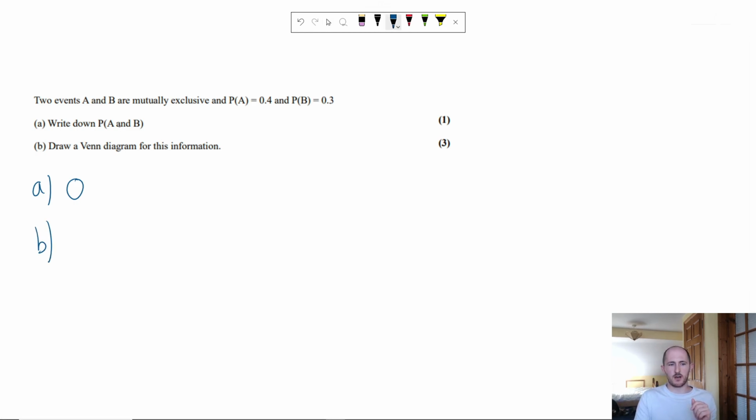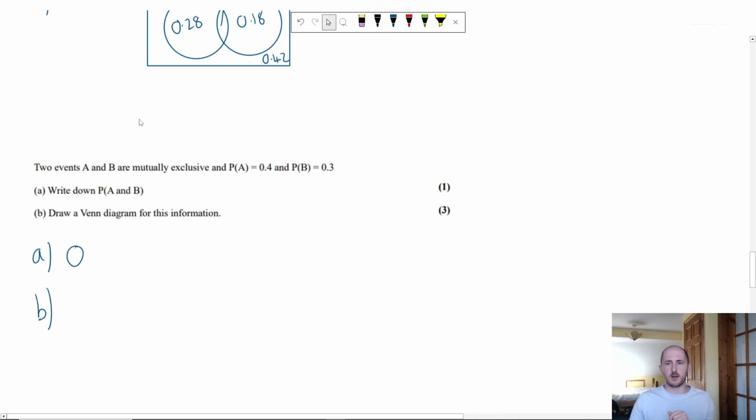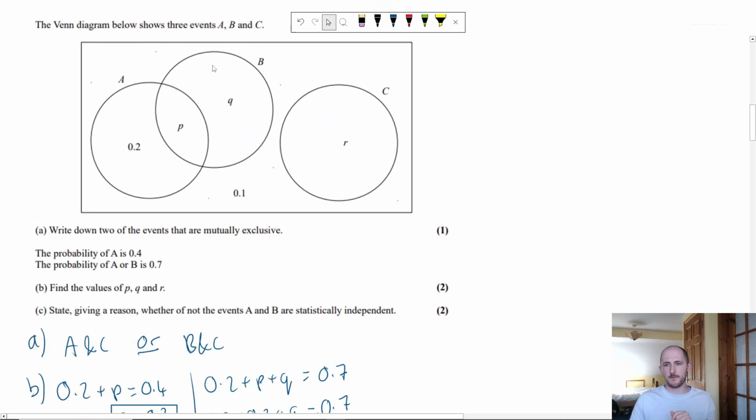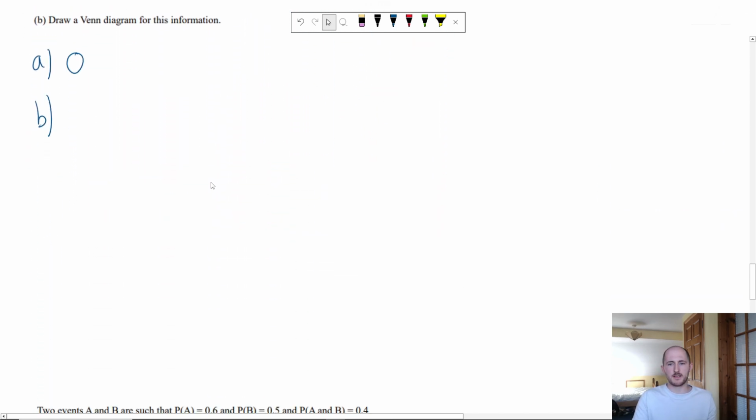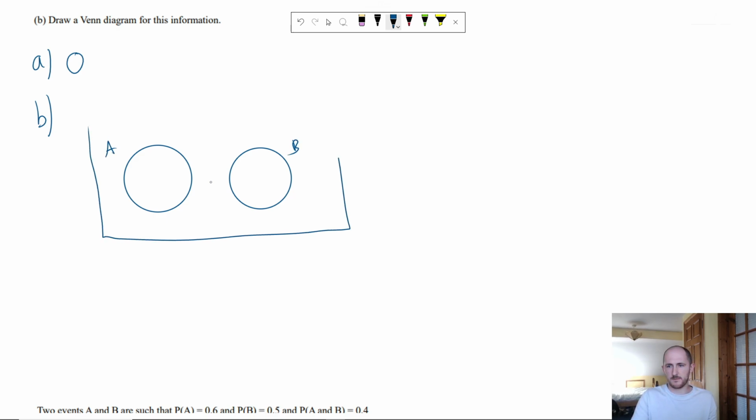So drawing a Venn diagram for this information, what's that going to look like? Well, it's going to look slightly different. It's going to look like B and C do here. There should be no overlap. So we're going to draw two circles and we're going to draw them separate from one another, A and B. We're going to draw a big old rectangle around them.